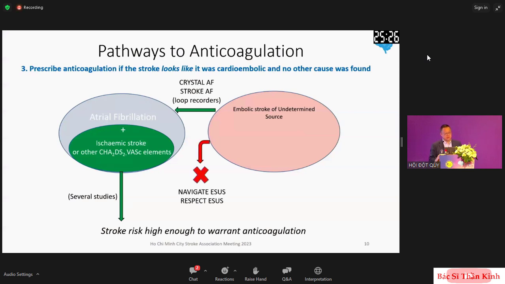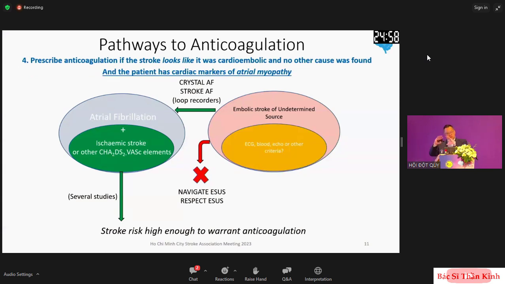We've had trials, NAVIGATE ESUS and RE-SPECT ESUS, where we looked at the patients who looked like they had embolic stroke of undetermined source, based on the size of the infarction and the lack of another cause on their workup. Unfortunately, in those studies, we could not use oral anticoagulation to prevent the risk of stroke in those patients.